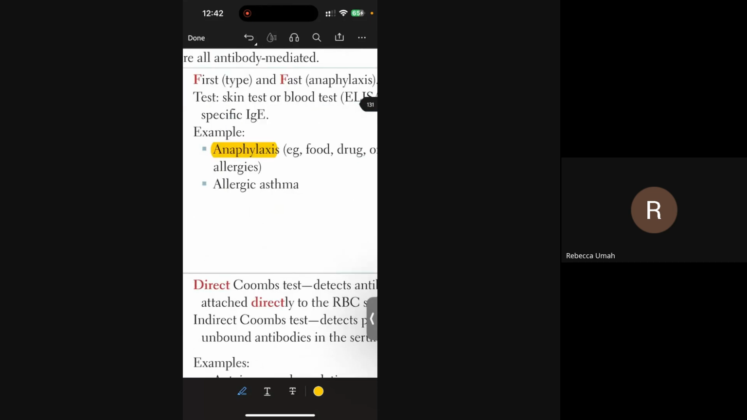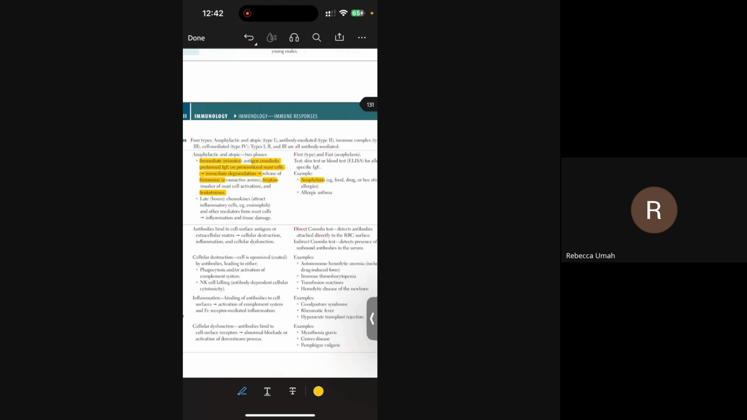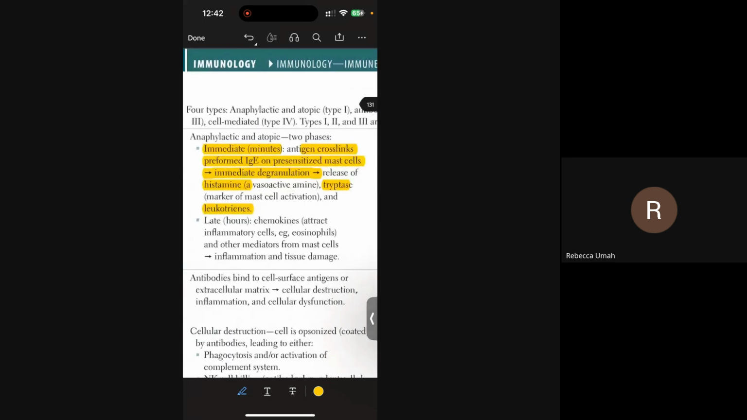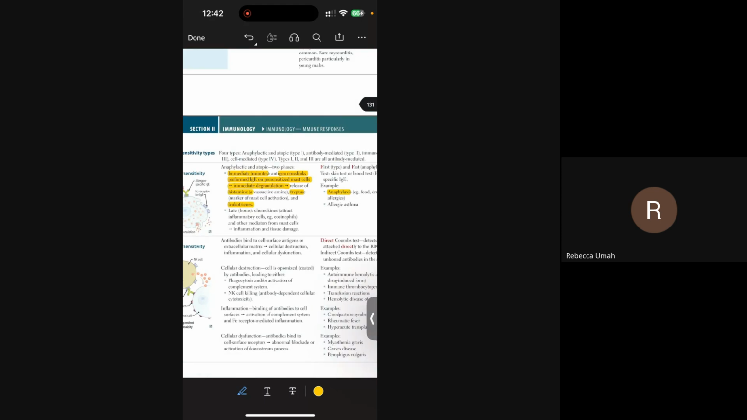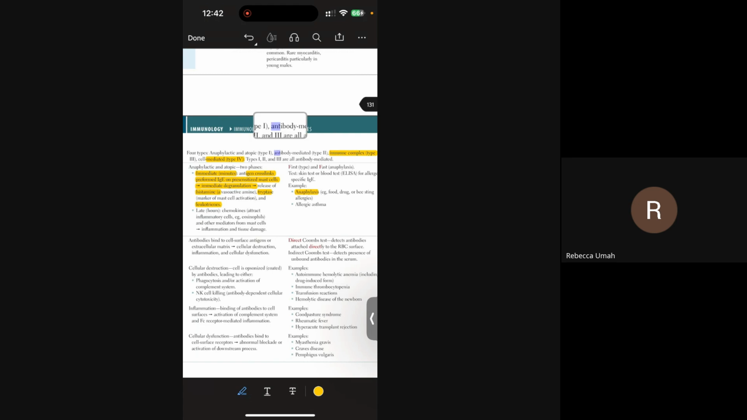Anaphylaxis is a type 1 hypersensitivity reaction. And what will happen in type 1? In type 1, there is antigen cross-linking of preformed IgE on pre-sensitized mast cells, leading to the release of histamine, tryptase, and leukotrienes. Cell-mediated ones are type 4. Antigen immune complex types are type 3. Antibody-mediated are type 2, and anaphylactic and atopic are type 1.